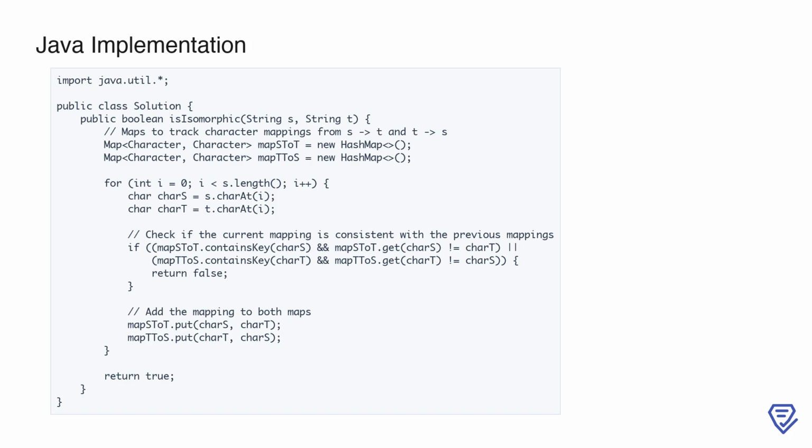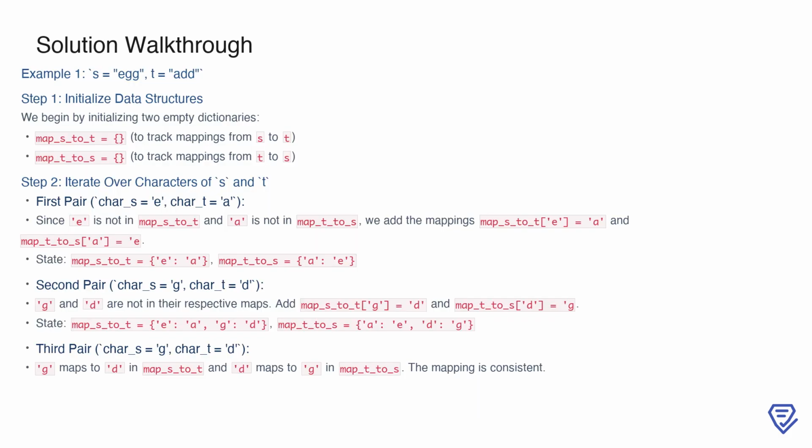otherwise false. To solve this problem, we start by examining the first example where s equals egg and t equals add. The first step is to initialize two empty dictionaries. The first, map_s_to_t, will help us track how characters in s map to characters in t. Similarly, map_t_to_s will track mappings in the reverse direction, from t to s.